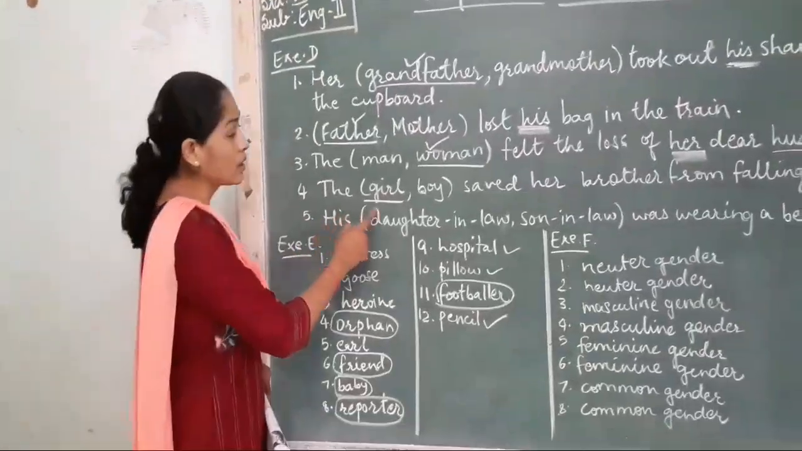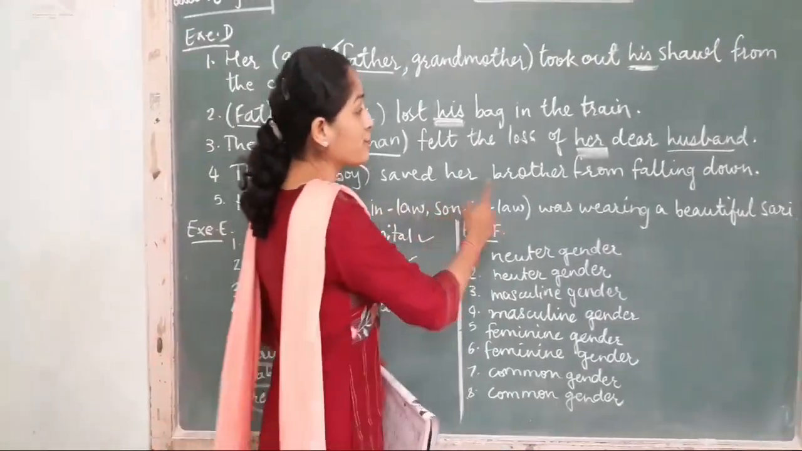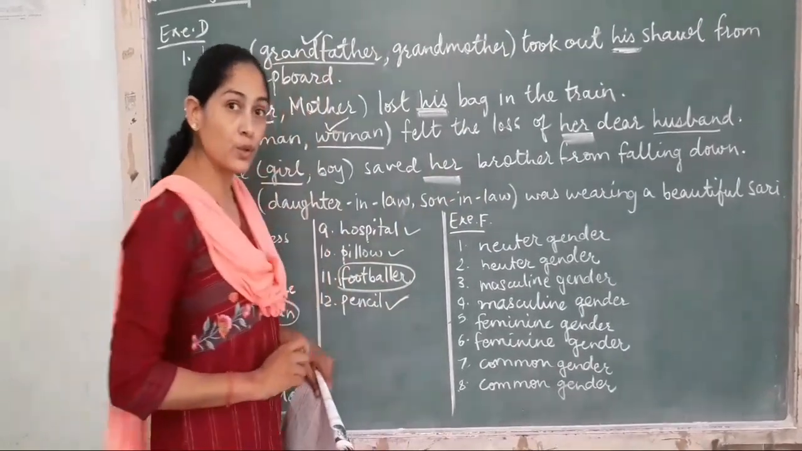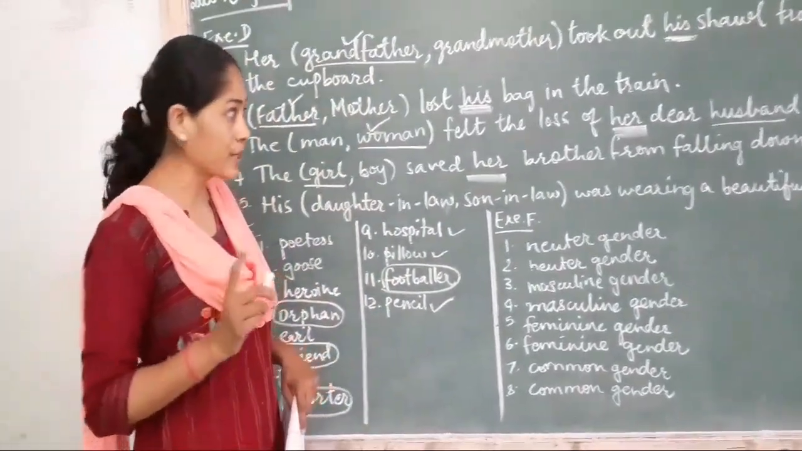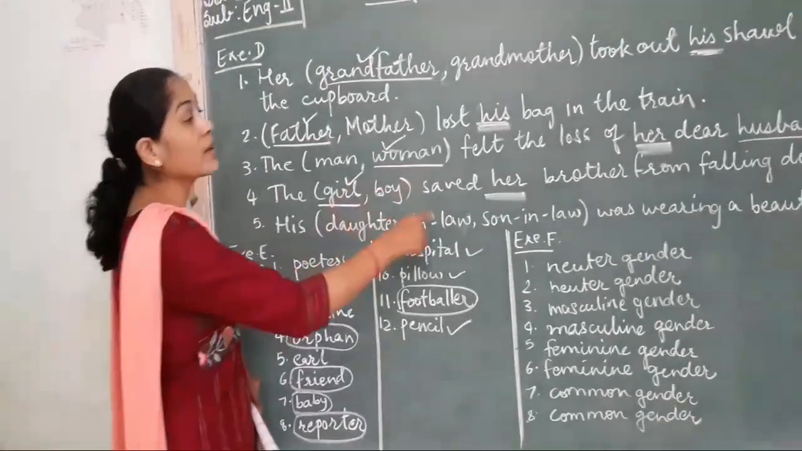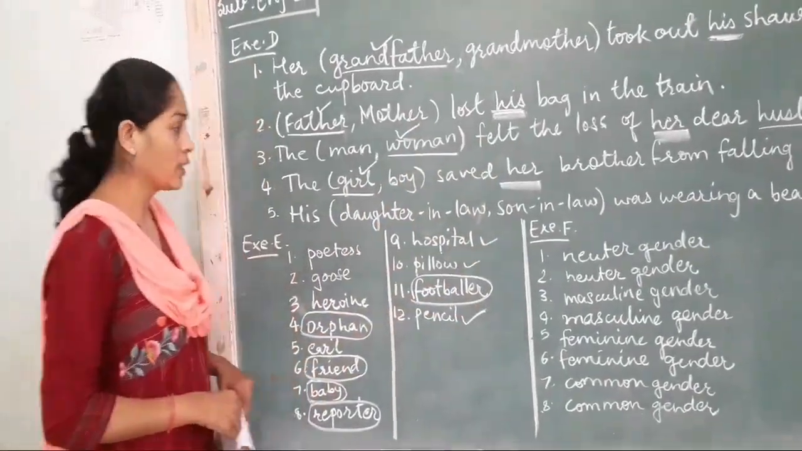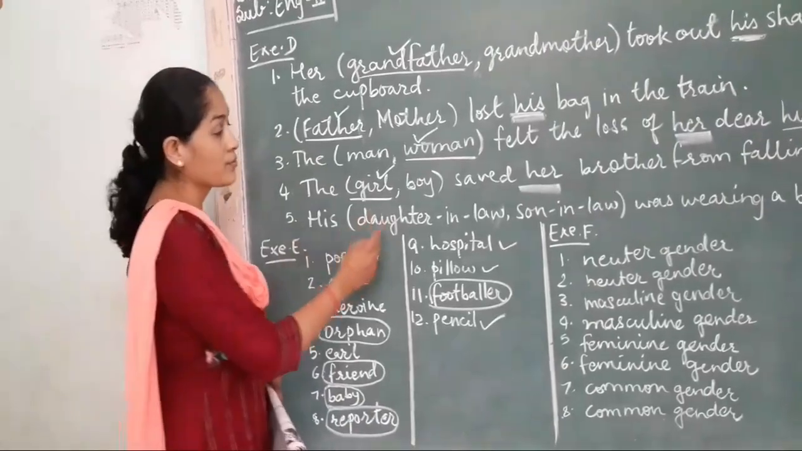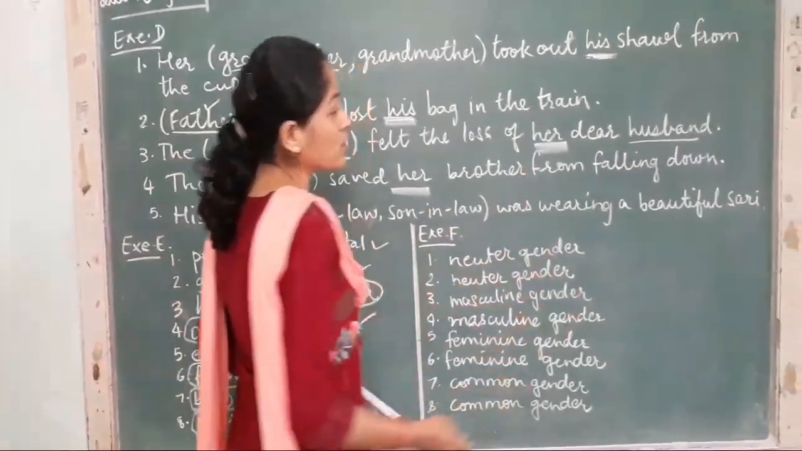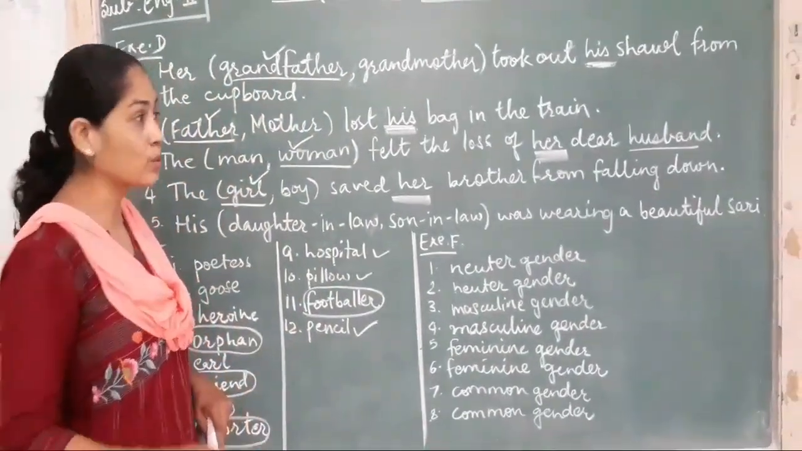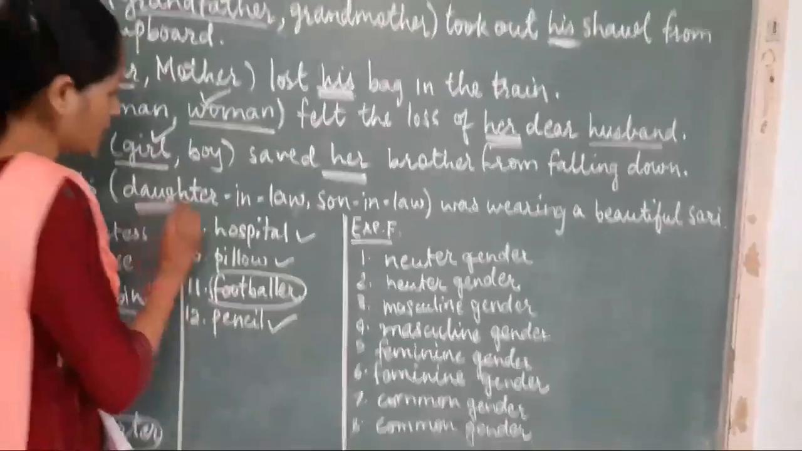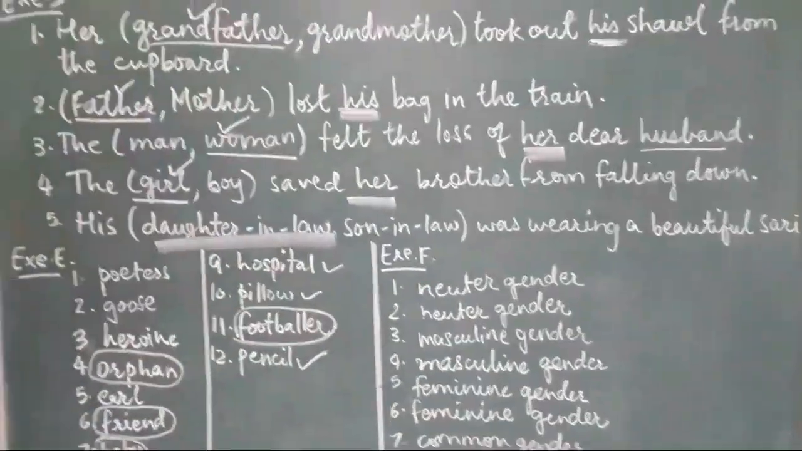Next one, the girl, boy saved her brother from falling down. From her, we will come to know the sentence is talking about some feminine. So, the answer is the girl. The girl saved her brother from falling down. Next one, his daughter-in-law or son-in-law was wearing a beautiful sari. Now, from the sentence, we will come to know that the daughter-in-law is only going to wear a sari. Okay, so answer is daughter-in-law.